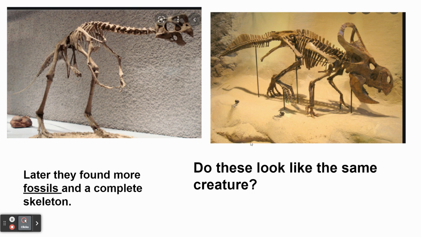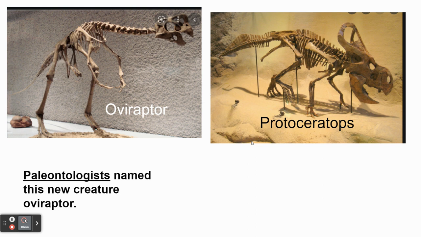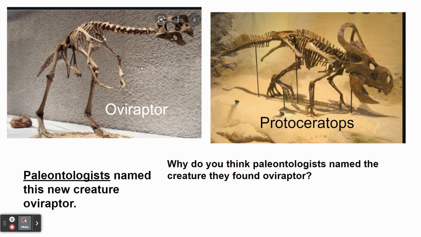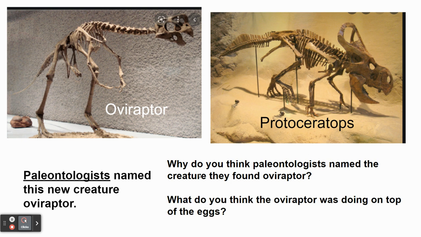What you're going to do in tasks is learn about these two creatures, specifically this one, because paleontologists named this new creature Oviraptor. Why do you think they named the creature they found Oviraptor? They have a very specific reason why they did. They have a lot of reasoning based on their evidence. What do you think the Oviraptor was doing on top of the eggs? You're going to learn what paleontologists thought the Oviraptor was doing on top of the eggs.